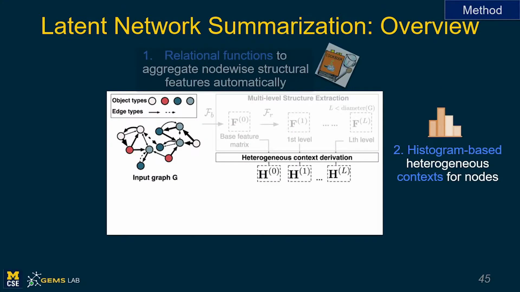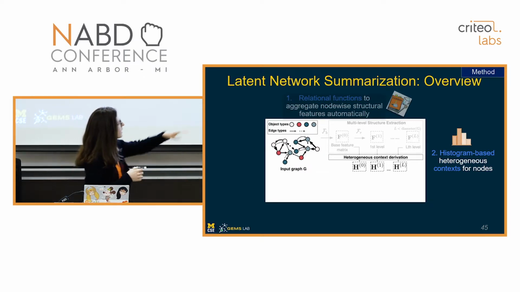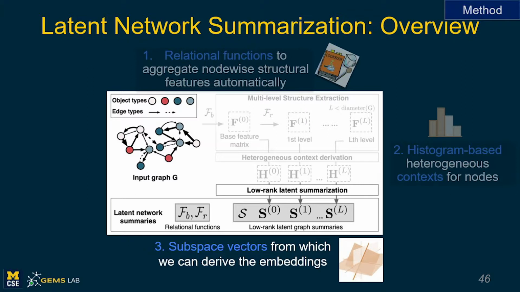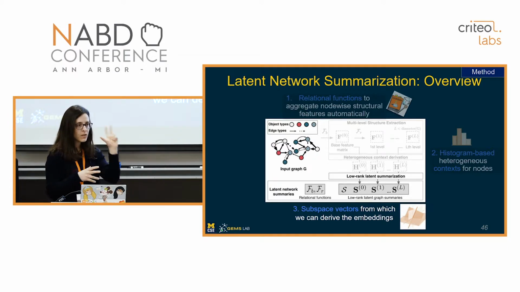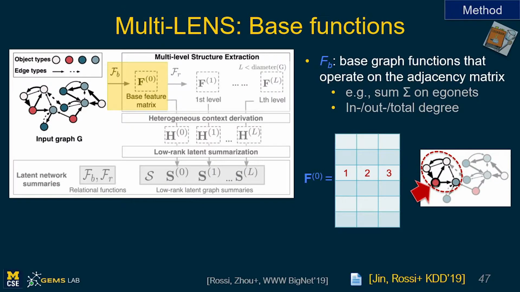Then the second key element is to represent context in terms of histograms. And in representation learning or embeddings, finding the context is one of the key steps in finding eventually the representations of the nodes. And then the last thing which allows us to have a compact representation is to find the subspace vectors from which we can derive the embeddings. Okay? So these are the three key elements, and I'll be coming back to these as I go through the approach in more detail. So the approach that we have is called multi-lens, and as I said, it starts with using relational functions.